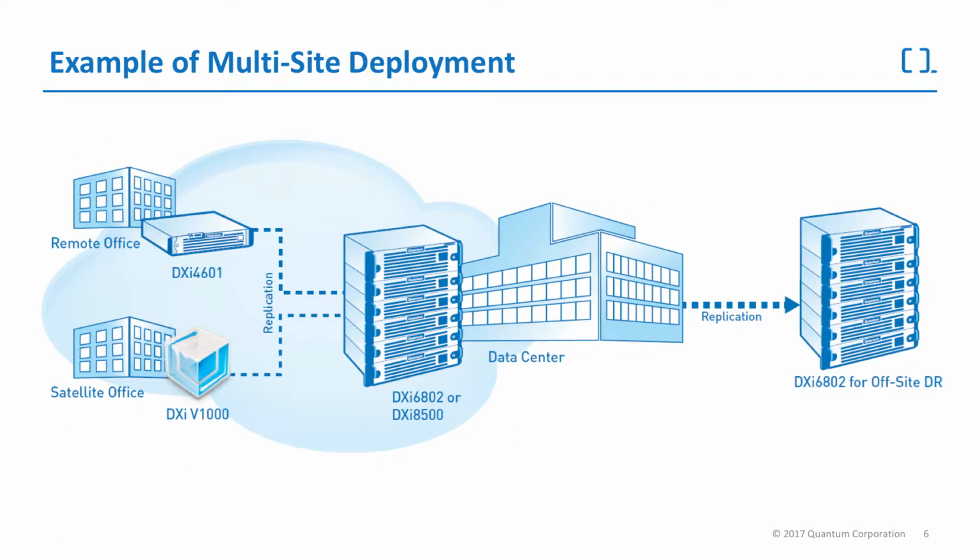Here is a very basic example of a multi-site deployment. On the left, we have a remote office and a satellite office, which are pretty much the same thing, but one office has physical hardware and the other has a virtual DXi deployed for its needs. Those two then replicate to the main data center where a larger DXi resides. To better protect against a disaster, the data is also replicated to an off-site location.